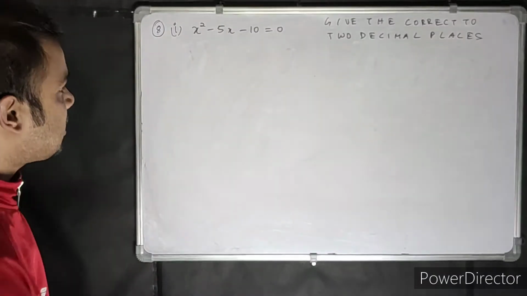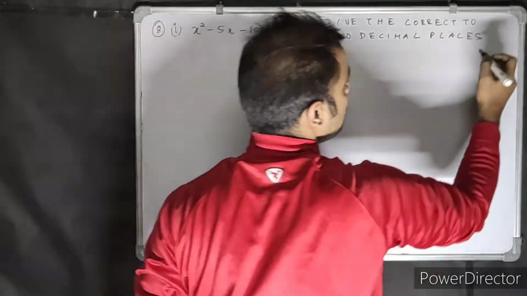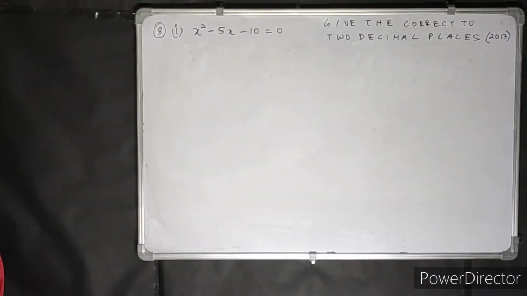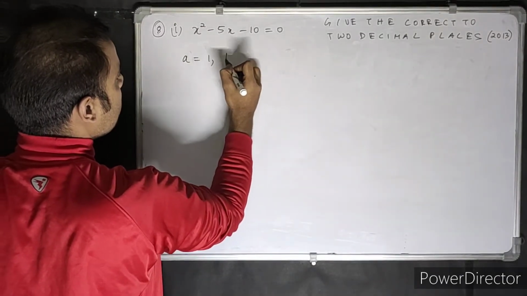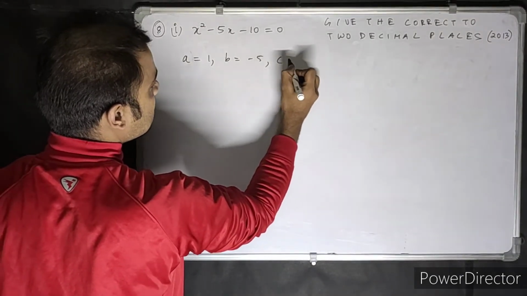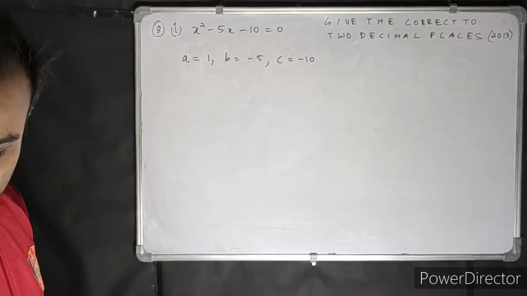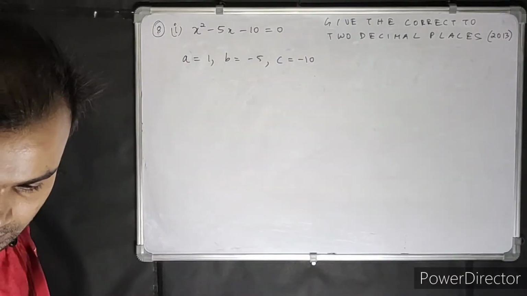Okay, so let's start. Of course, using the formula. This came in the year 2013, a 2013 question in the ICSE exam. So what is my A? A is 1, my B is minus 5, and my C is minus 10. You have to use the quadratic formula. I have copied everything correctly.